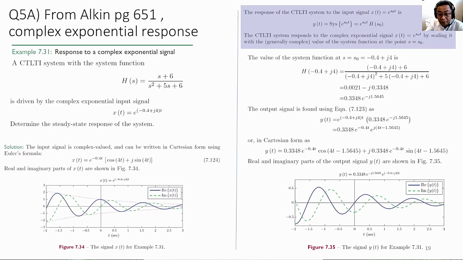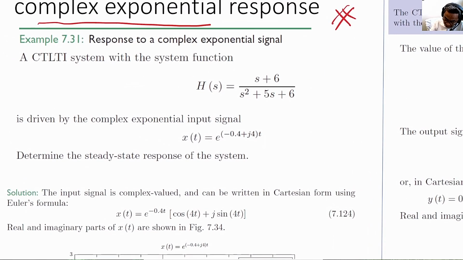This is tutorial 4B, question 5A. In this question, we are asked to find the response to an input which is a complex exponential, given the system transfer function H(s) equals (s + 6) / (s² + 5s + 6). The input is this complex exponential e^(st), where s equals -0.4 + j4.